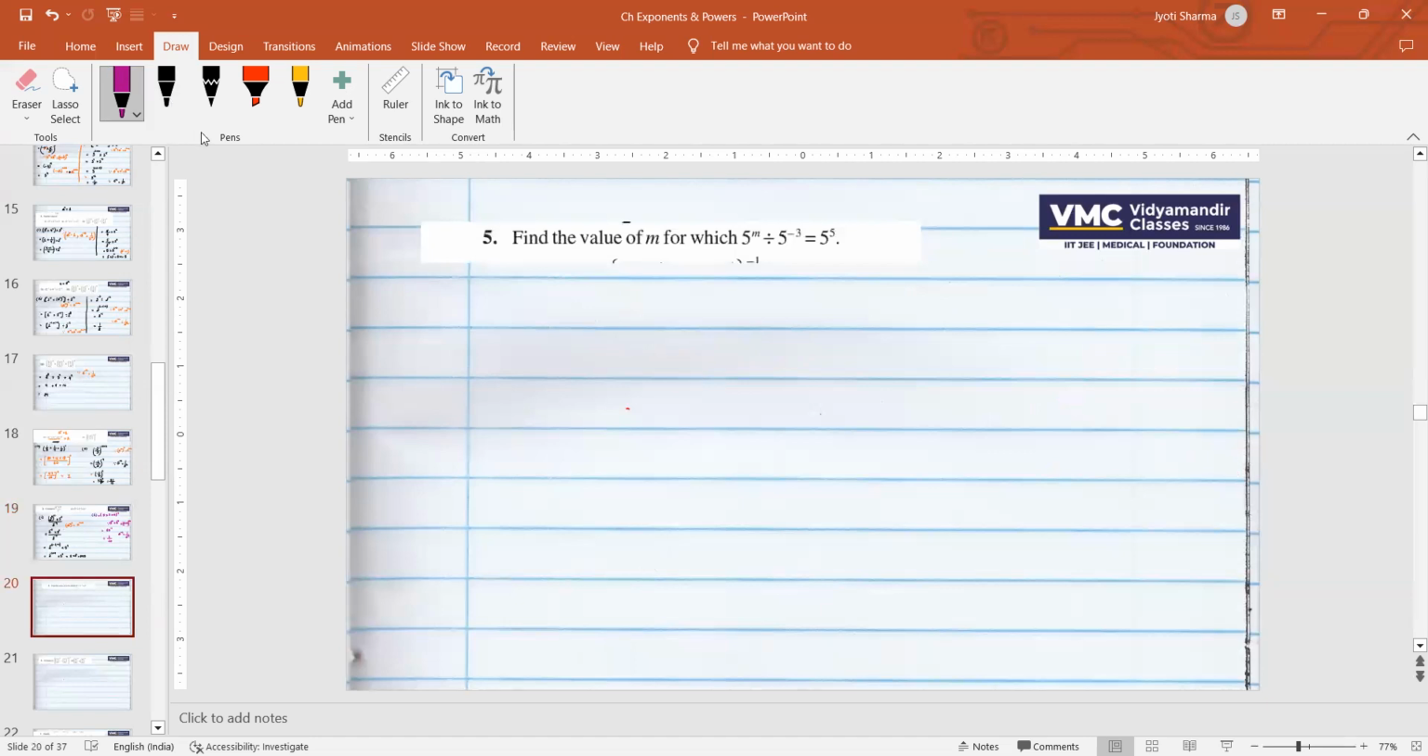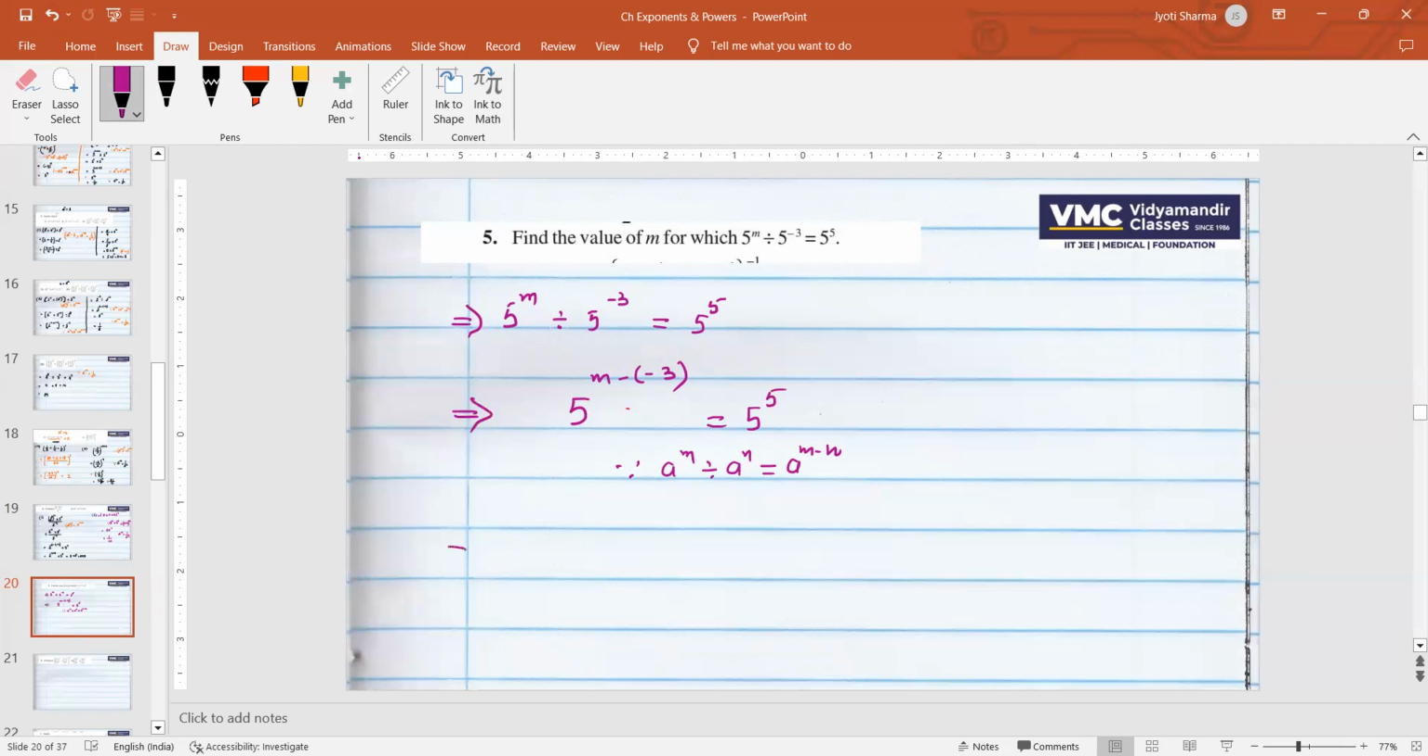Find the value of m. This type of example I also did. This is comparatively easier. Your bases are the same, so directly you can subtract the powers, because the bases are getting divided. So by using this law, I can write.